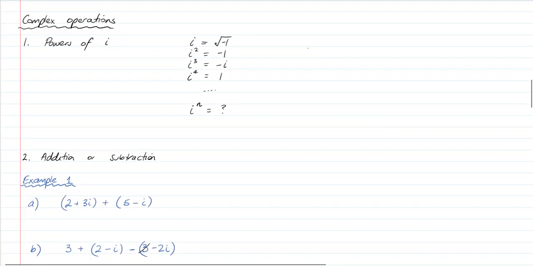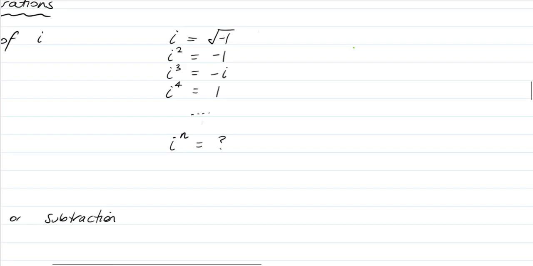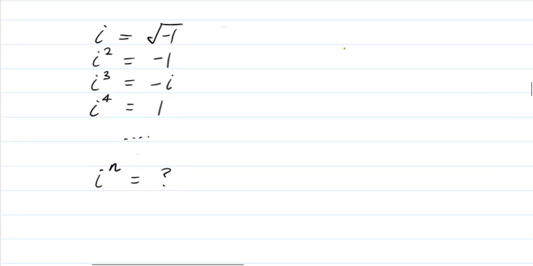Let's look at some complex operations. Firstly, we do have to dabble with the powers of i a little bit, because they're important. So i is the square root of -1, whereas i squared is equal to -1, because if you square the square root of something, you just get that thing. In this case, you square the square root of -1, you get -1. And then i cubed, well, that's kind of like -1 times i, and so it becomes -i.